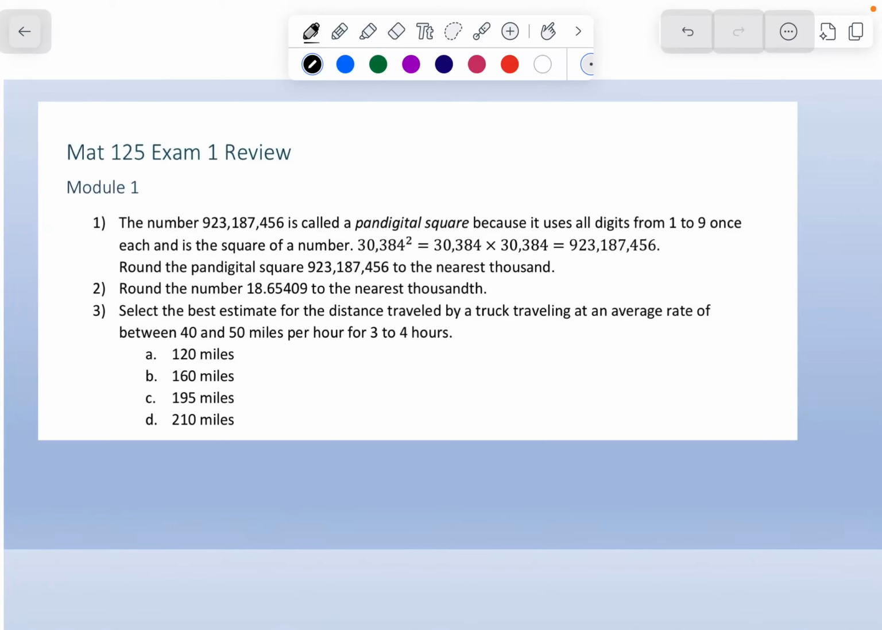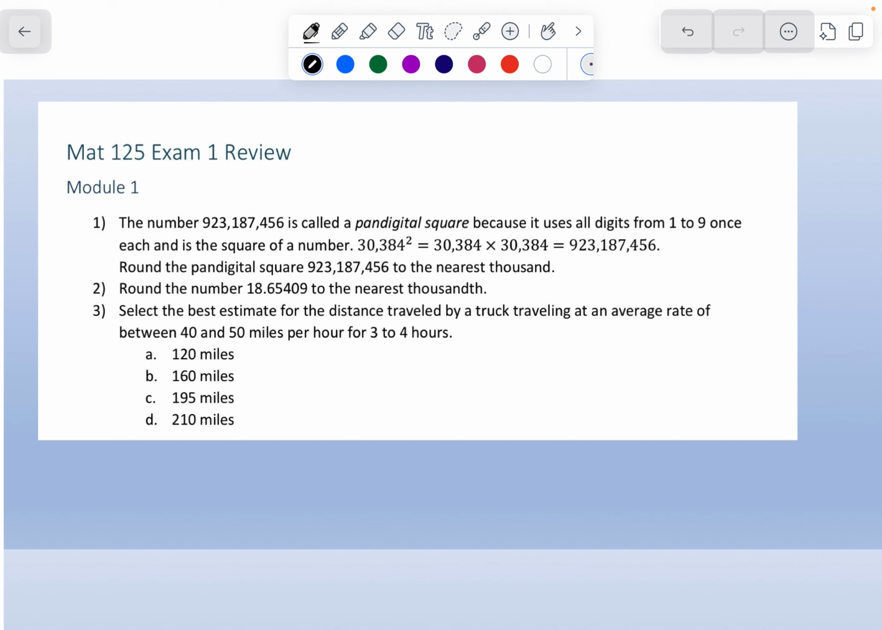So in this video, we are going to review mods 1 and 2. Now, if we take a look at this first question, it says the number 923,187,456 is a pan-digital square. It uses all the digits from 1 to 9. And it's actually the number 30,384 squared, which is very interesting.